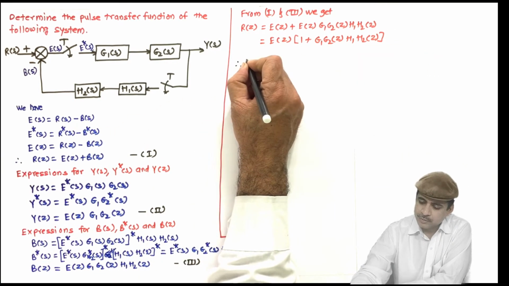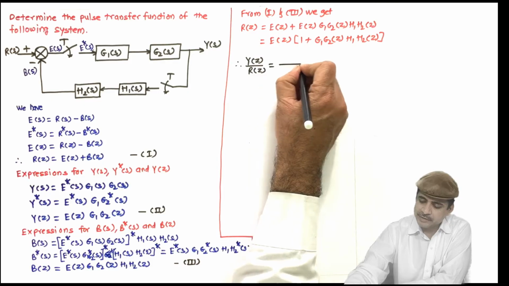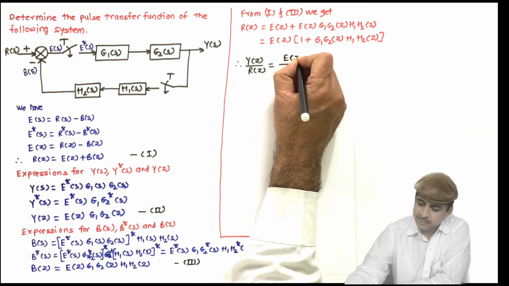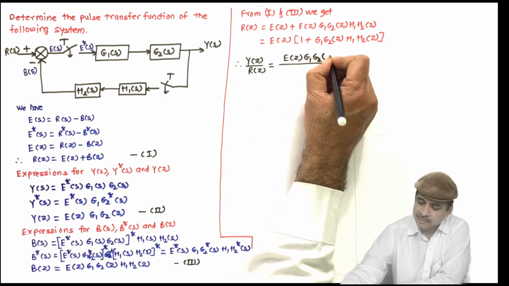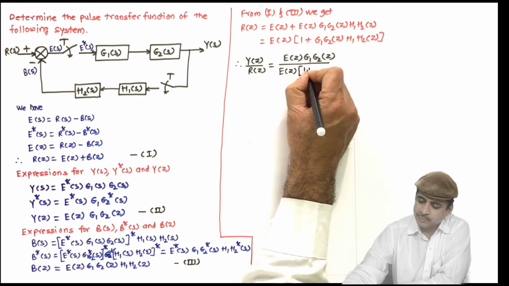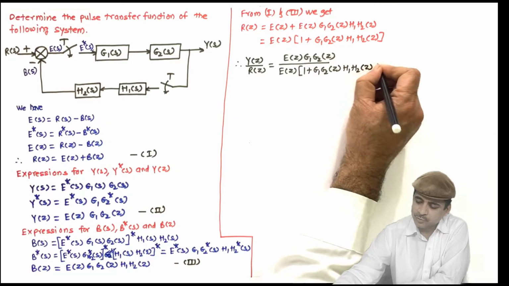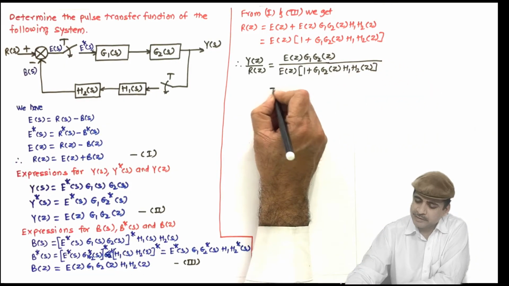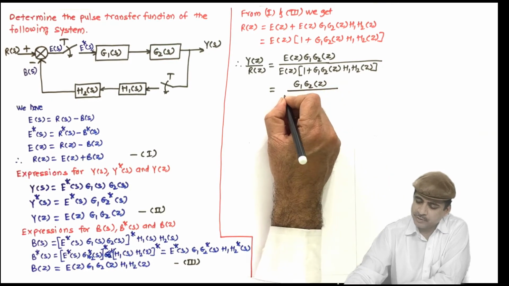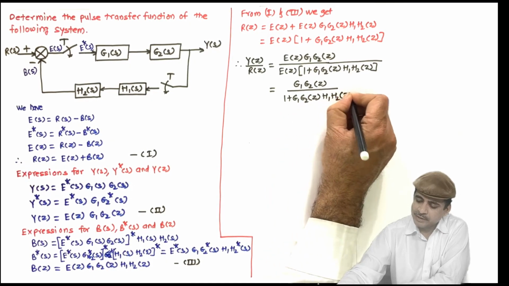And so the transfer function Y(z)/R(z) is equal to, what is Y(z)? E(z) G1G2(z). And what is R(z)? E(z) into bracket 1 plus G1G2(z) H1H2(z). E(z) gets cancelled, and the final answer, the pulse transfer function, is equal to G1G2(z) upon 1 plus G1G2(z) H1H2(z).